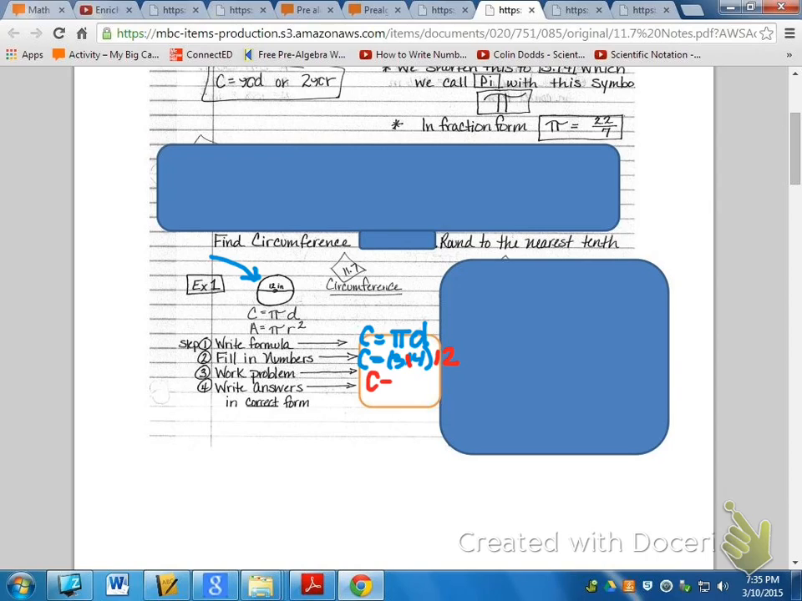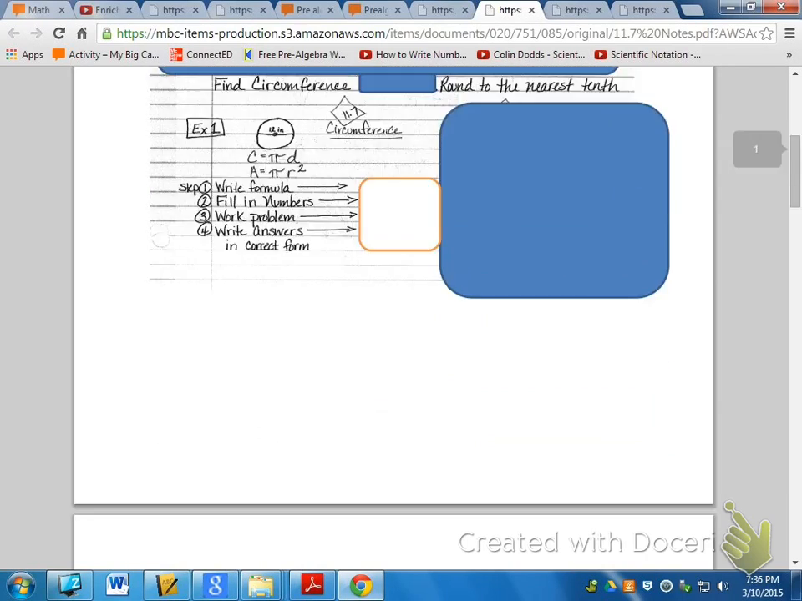Now I work the problem. So 3.14 times 12. And I get 37.68. My directions up here say round to the nearest tenth. So I'm going to say this is 37.7 inches long. That's the circumference of that circle, 37.7 inches. Do not square it. Circumference is not squared. All right, let's look at the next one.